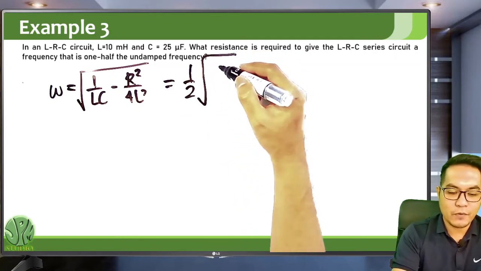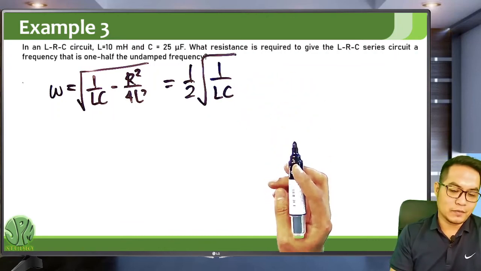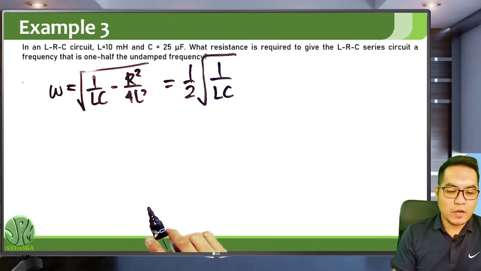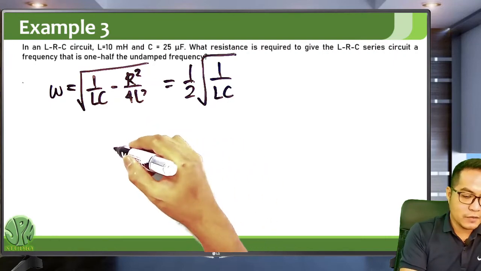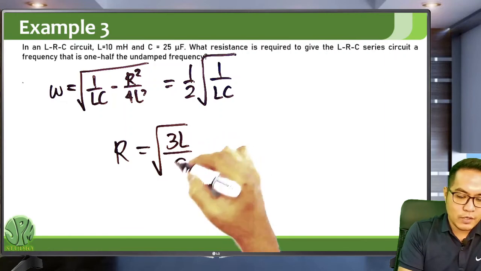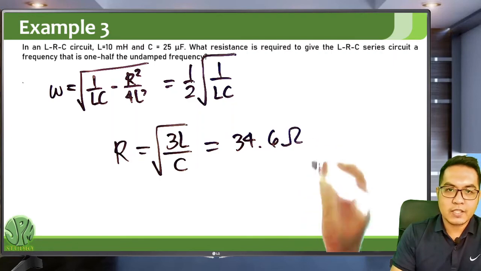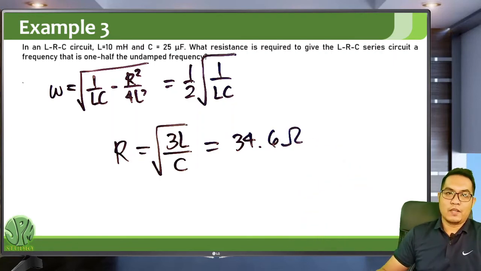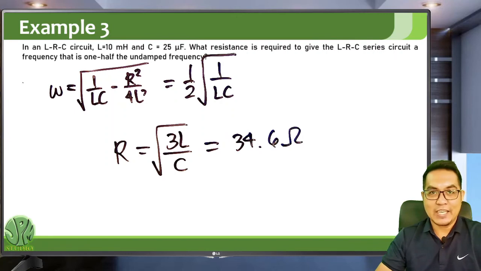According to the problem, what resistance is required for this angular frequency of oscillation to be equal to 1/2 of the undamped? The undamped frequency of oscillation is the square root of 1/LC. In this equation, L and C are given. The only unknown is R. Solve for R, and you will get R is equal to the square root of 3L over C, which is 34.6 ohms. That is the resistance required so that the frequency of oscillation of this LRC circuit is 1/2 of that of an LC circuit, the undamped oscillation.